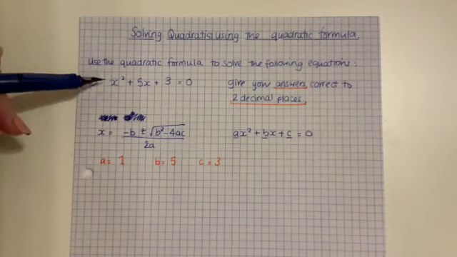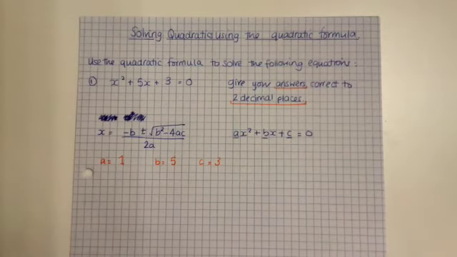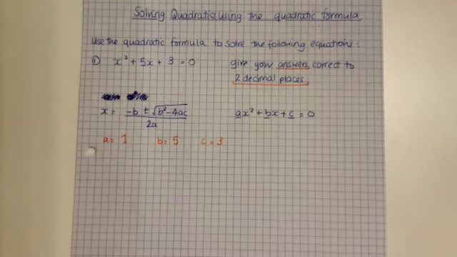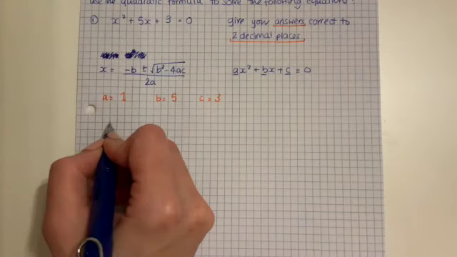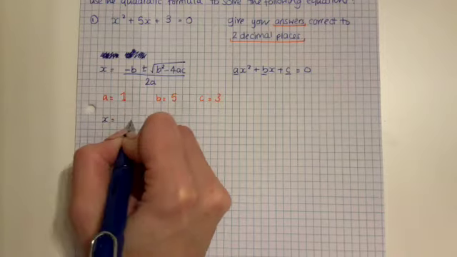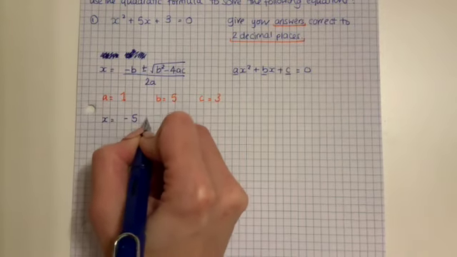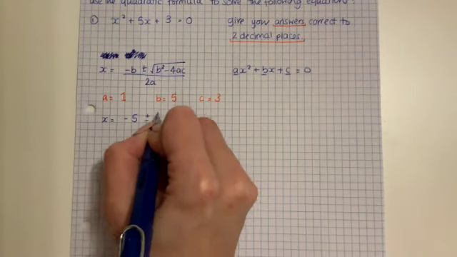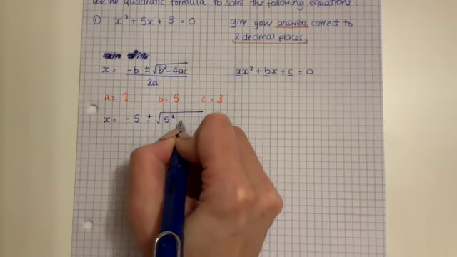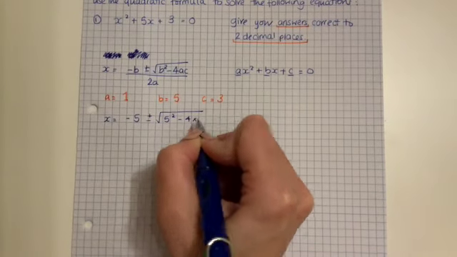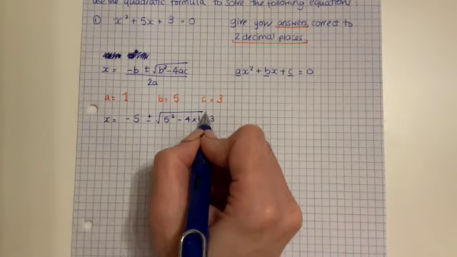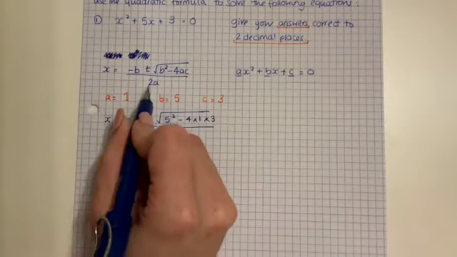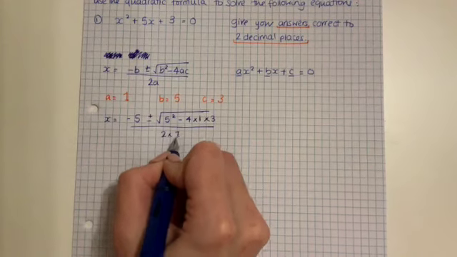These are all positive because these are all positive here. Okay, so all we do now is we're going to substitute into the quadratic formula what we know. So x equals negative 5 plus or minus the square root of 5 squared take away 4 times 1 times 3. So remember, these mean multiply together. All divided by 2 times 1.